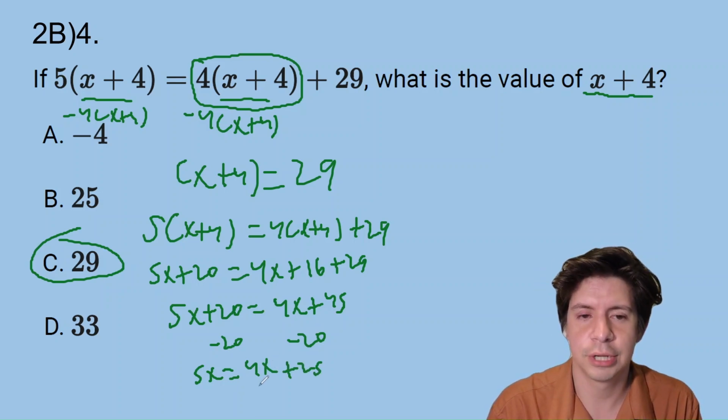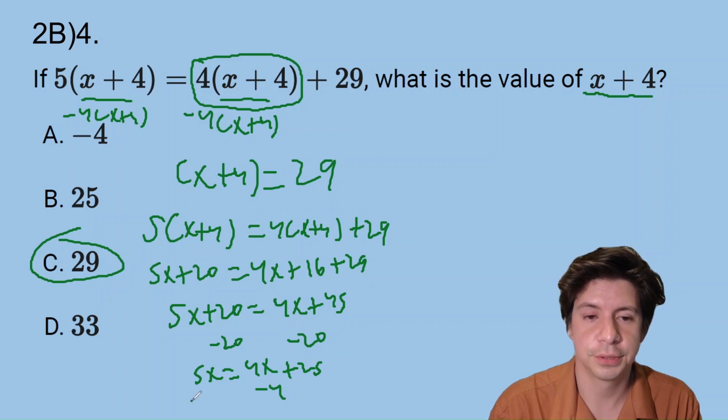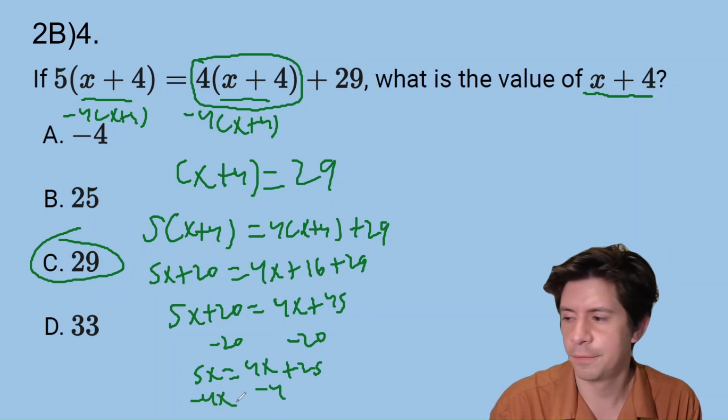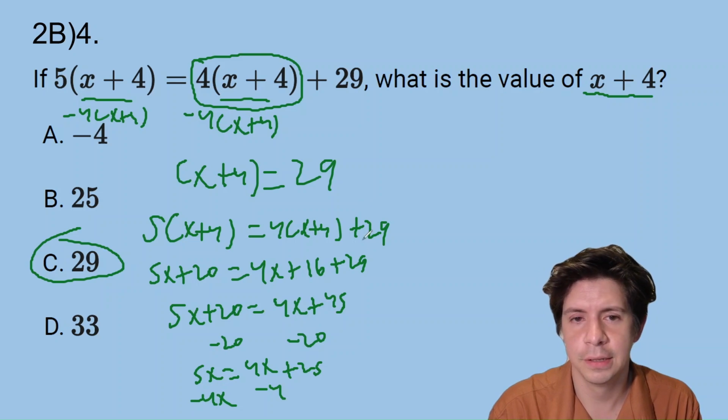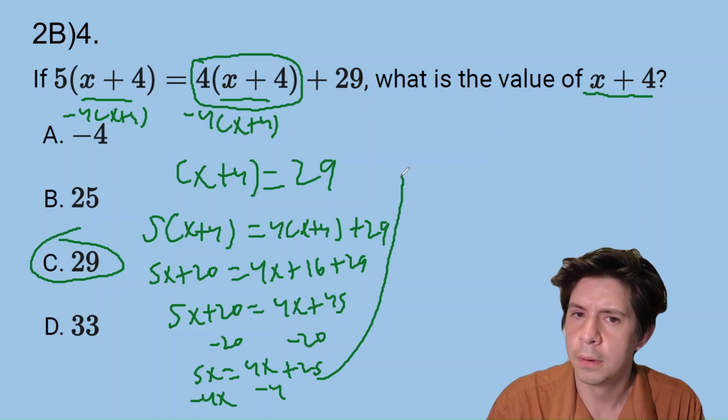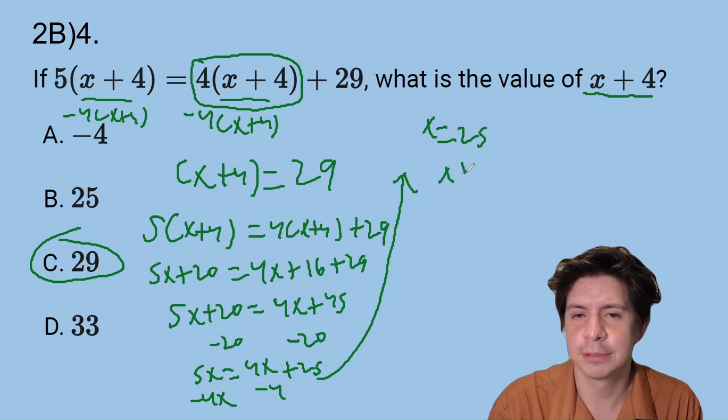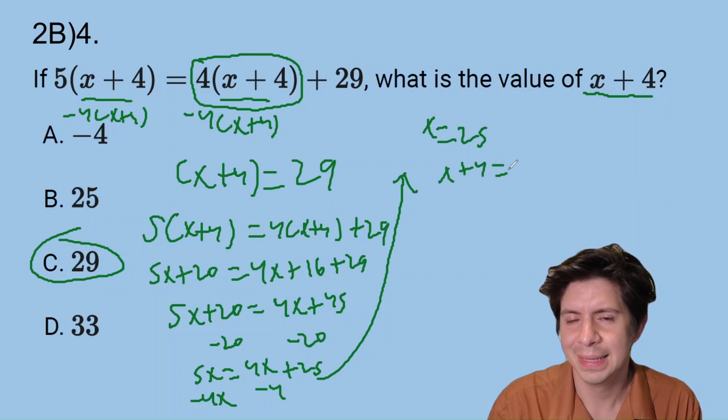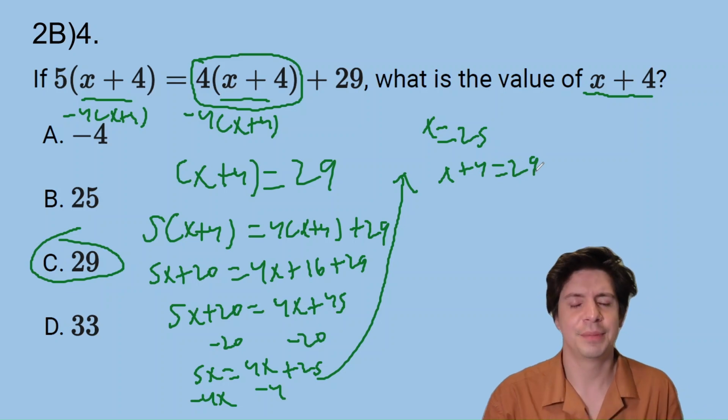And now I'm going to subtract 4x. Oops, going to run out of room here. Subtract 4x, and then that's going to give me x equals 25, like we said. So then x + 4 equals 29. And math's not that bad, right?